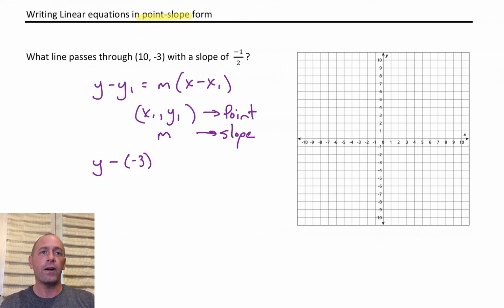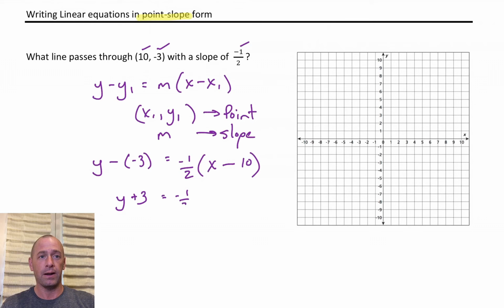So the y value of the point that we were given was -3. So we're going to write y subtract -3. The slope that was given was -1/2. The x value that was given was 10. And essentially you're done. You can clean up the left-hand side a little bit by changing the subtraction of a negative to addition. But other than that, put a box around it and you're finished.